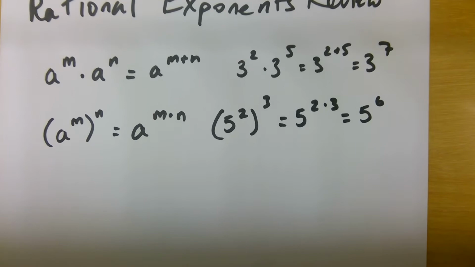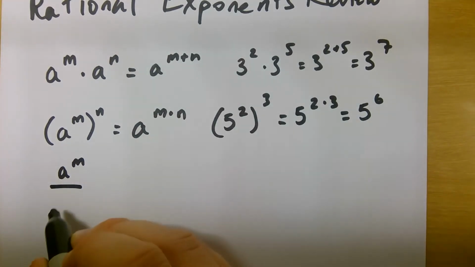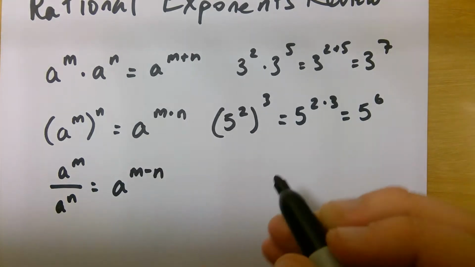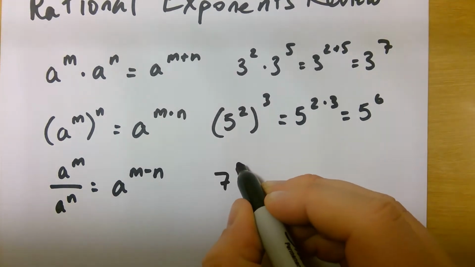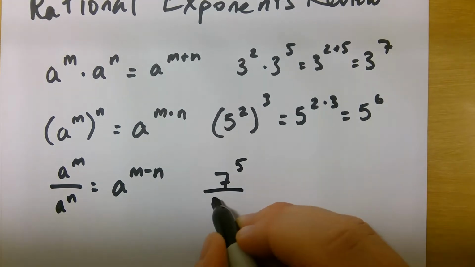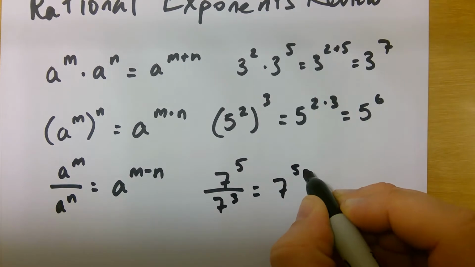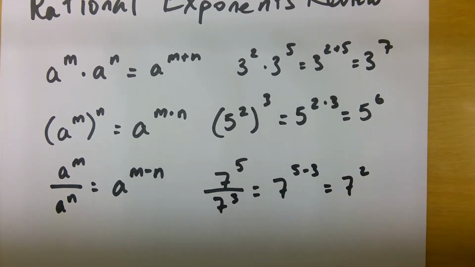Okay, now we'll go ahead and look at another property. We have a to the m divided by a to the n equals a to the m minus n. So we'll go ahead and pick 7 raised to the 5th over 7 raised to the 3rd, which equals 7 to the 5 minus 3, which is 7 squared. Okay, so those are some basic exponent properties that we need to make sure that we are familiar with for our EOC, because they may come up.